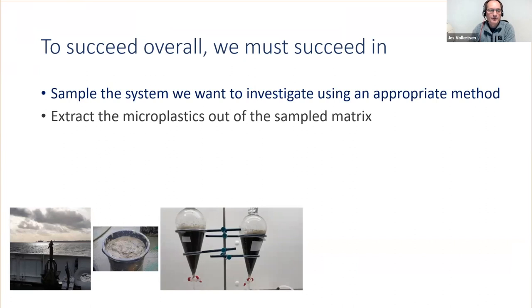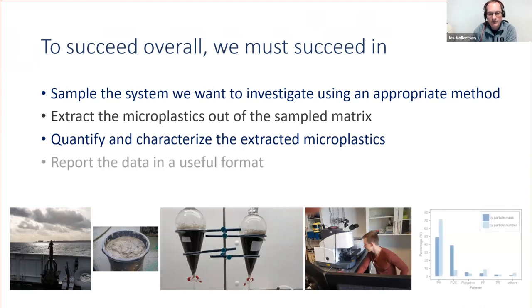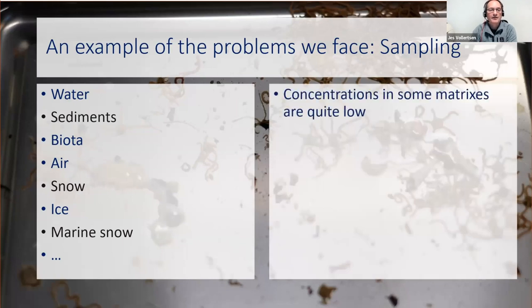So after you have sampled in an appropriate way, you have to extract the microplastics out of the matrix. And some matrices are easier than others. If you have a bucket full of mud, like you see here, it's pretty tough to get the microplastics out of it. And then when you have concentrated them and gotten rid of all the natural materials, you have to quantify and characterize the extracted plastics and report them in a sensible way. And some matrices are, as I said, more difficult than others.